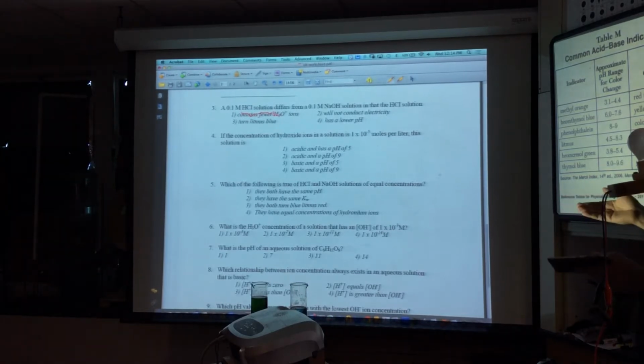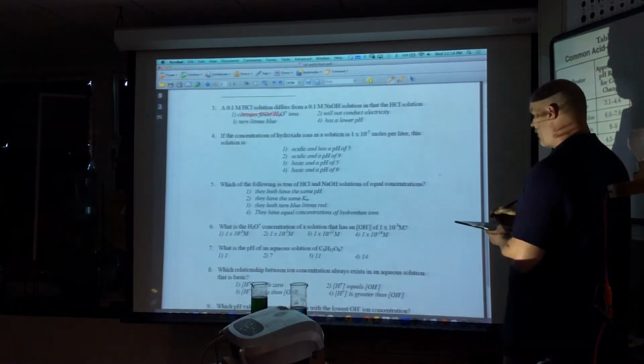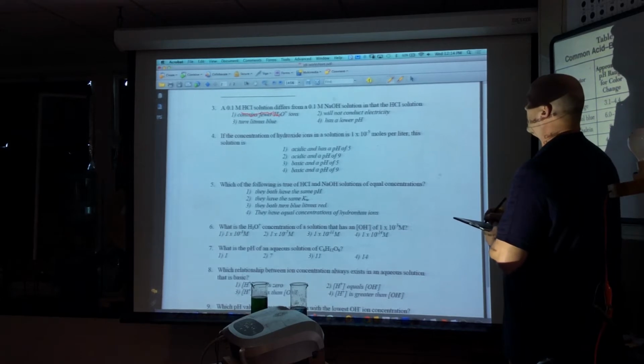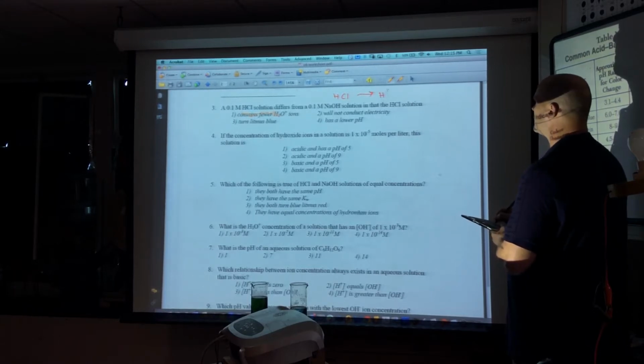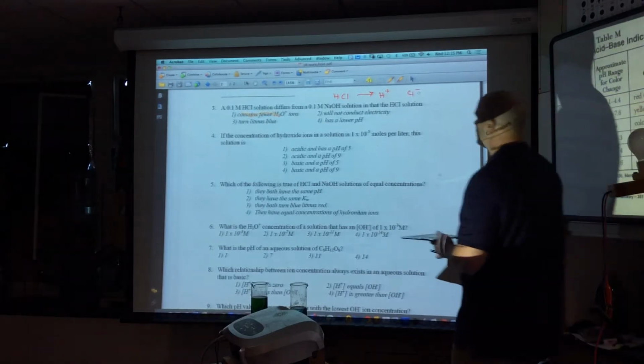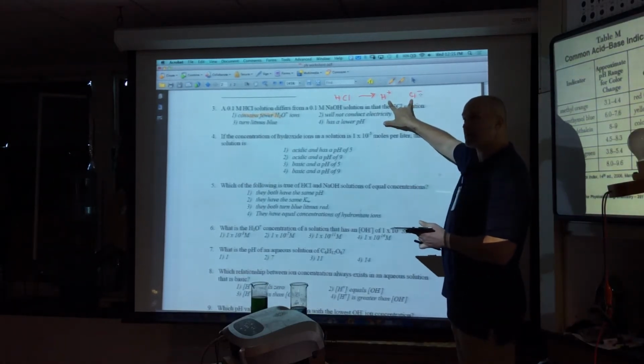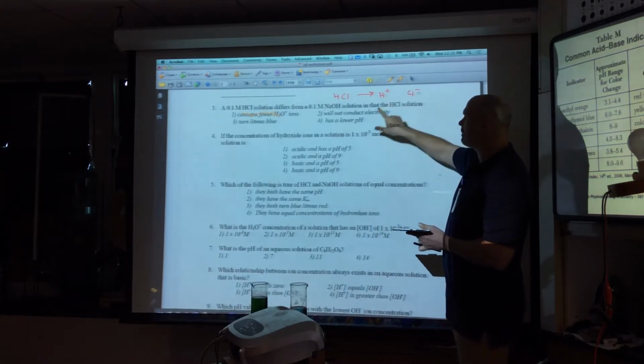Do acids dissociate into free ions? If I had hydrochloric acid, what does it do? Does it break apart into H plus and Cl negative? And the answer is yes. Acids break apart into ions. Acids are electrolytes.